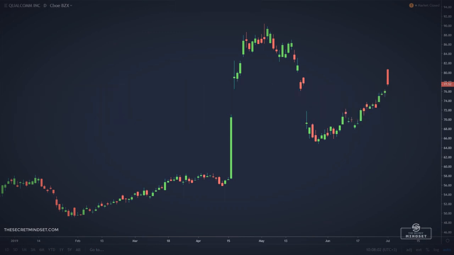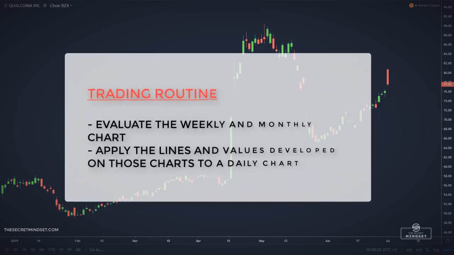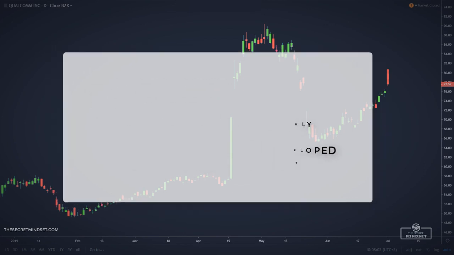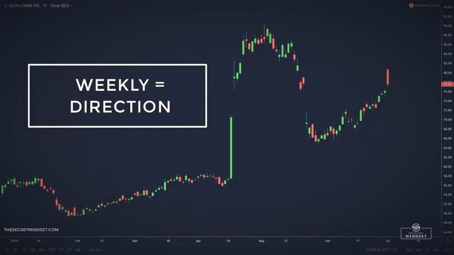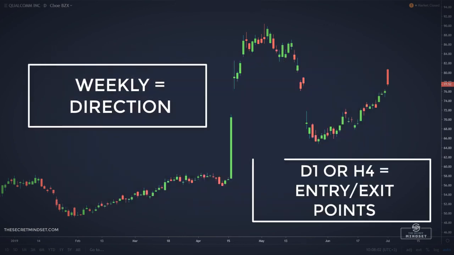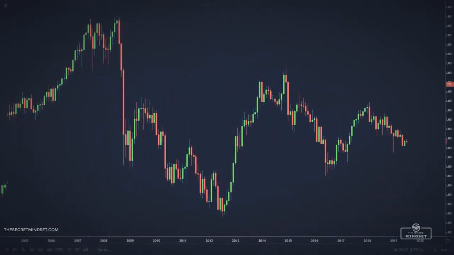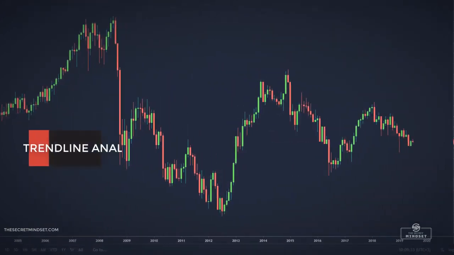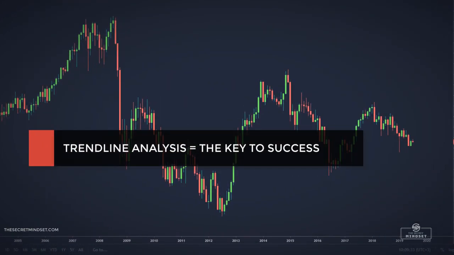The most successful traders and investors start by evaluating a weekly or a monthly chart, and then apply the lines and values developed on those charts to a daily chart. The weekly chart provides direction, while the daily chart or even the 4-hour or the hourly charts are used for timing entries and exits. In order to successfully determine a trend, you must master the trend lines.